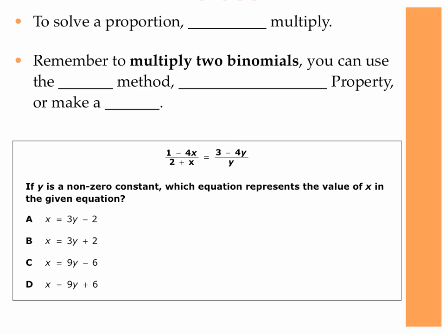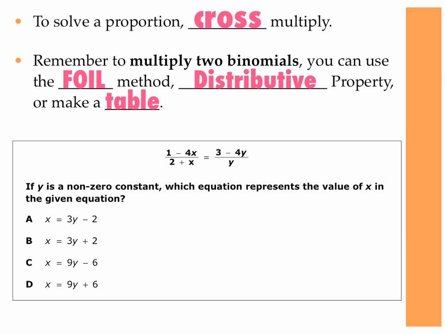To solve a proportion, remember you have to cross multiply. You also need to, for this next example, remember that to multiply two binomials, you can use the FOIL method, you could use the distributive property, or you could make a table. It does not matter which choice you make on how you want to multiply two binomials. All of them will get you the same answer as long as you are using them correctly. So use whatever you're most comfortable with, or whatever you can use and get the correct answer.